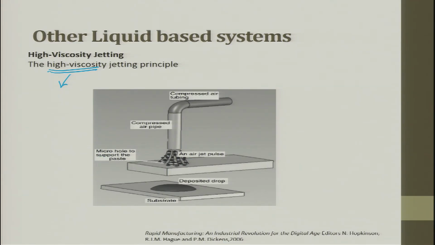There are micro holes to support the plates. You see these are the holes through which the jet falls down, and then this gets deposited. This is like your filter. The compressed air comes here, and you have the liquid also through this, and the air jet is pulsed here. There are a lot of holes, and through these holes the material falls on top of the substrate and gets deposited.